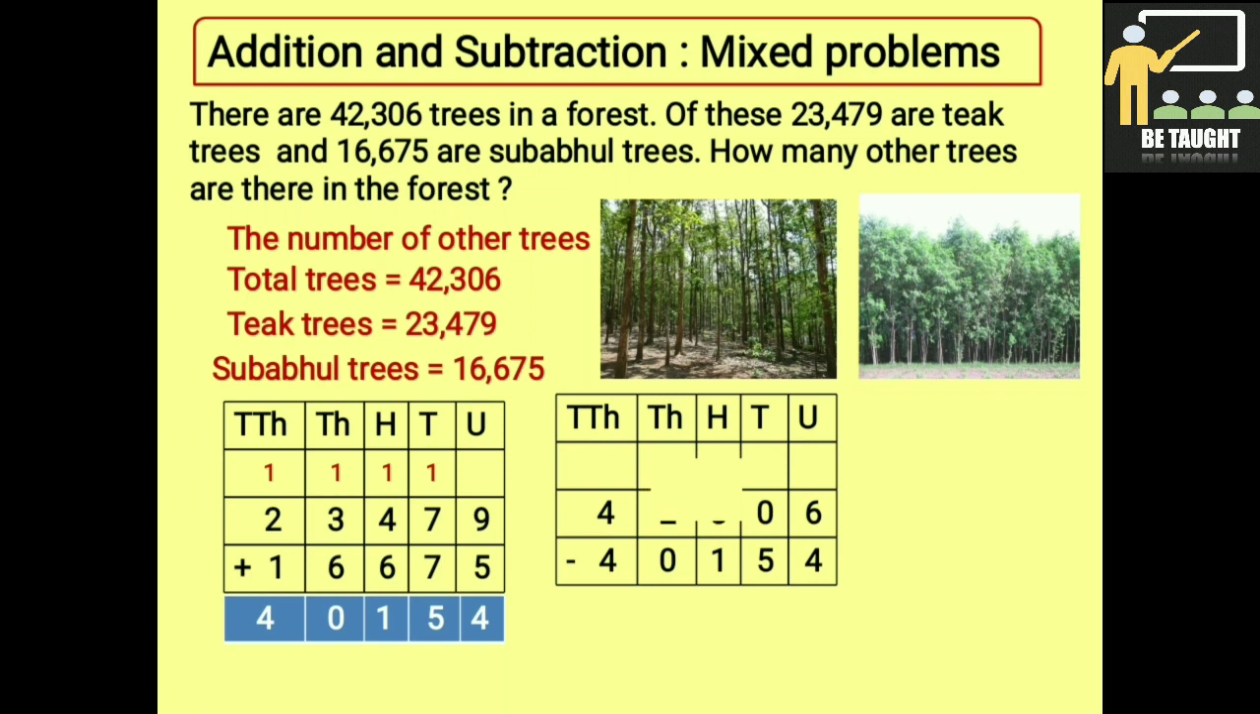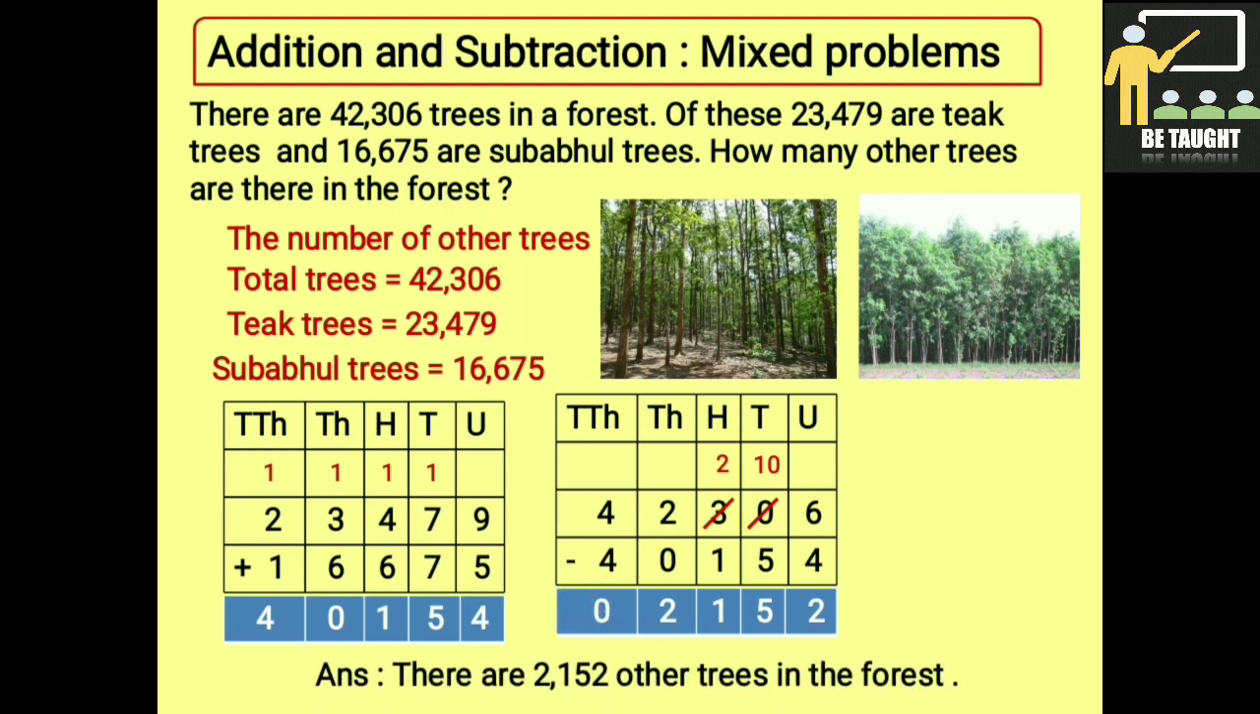So again we arrange it in the vertical arrangement. 42,306 minus 40,154. We start solving from the units place. 6 minus 4 is equal to 2. Now 0 minus 5 is not possible, so we have to borrow 1 from the hundreds place. So here it will become 10 minus 5 is equal to 5. Since we had borrowed 1 from the hundreds place, so here the number which comes before 3 is 2. 2 minus 1 is equal to 1. 2 minus 0 is equal to 2 and 4 minus 4 is equal to 0.